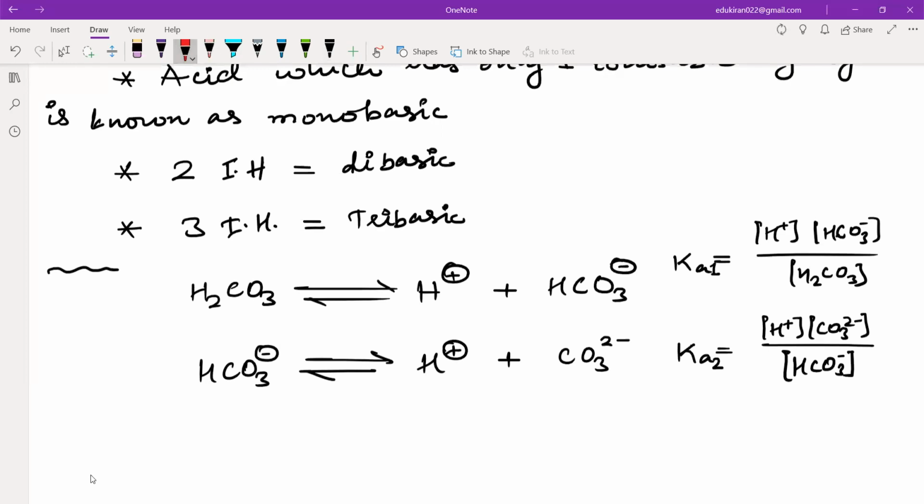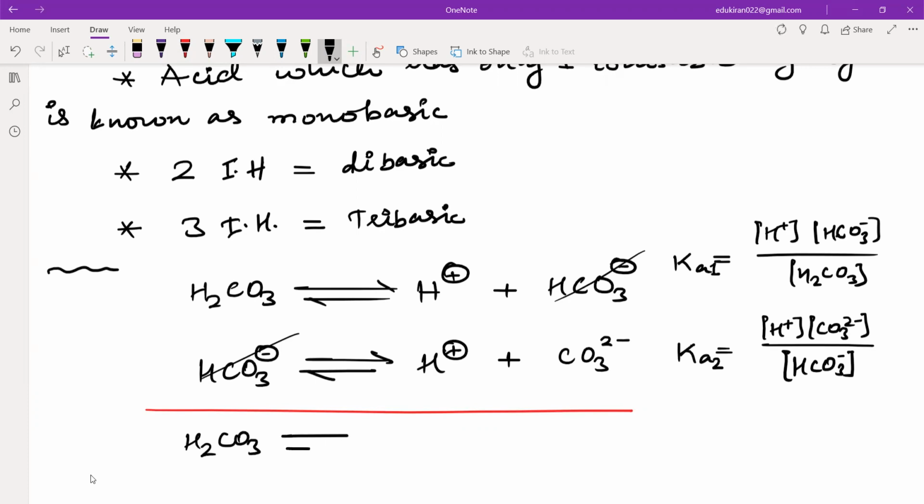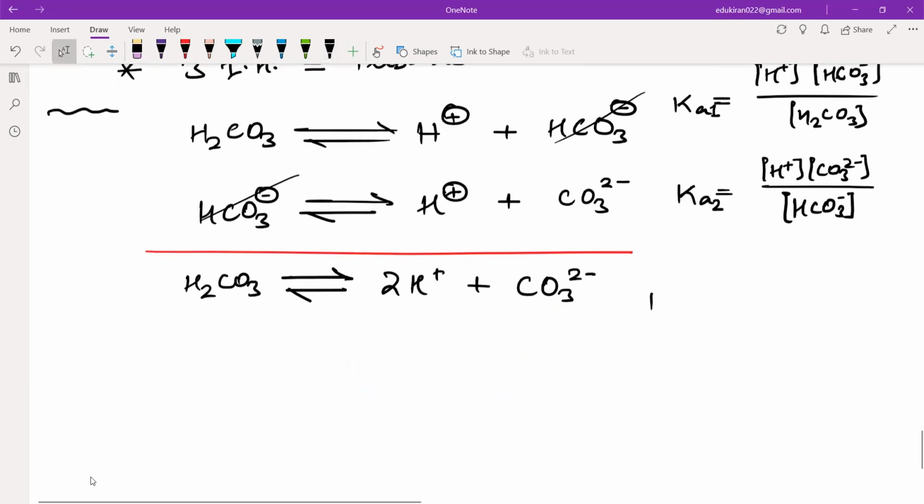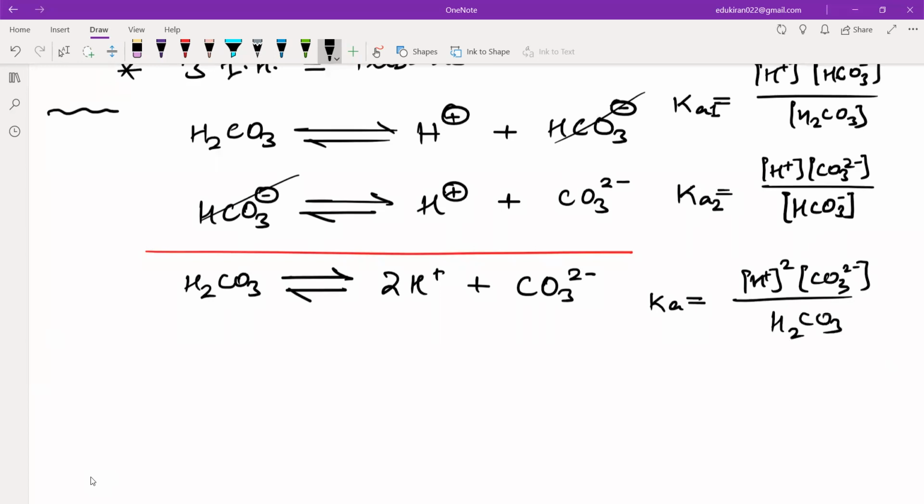Now if I add both of these reactions, this and this get cancelled, and I will just get H2CO3, which is in equilibrium with 2 moles of H plus and 1 mole of CO3 2 negative. Now if I write the Ka for this reaction, the final overall Ka, it will be equal to the concentration of H positive squared into the concentration of CO3 2 negative divided by the concentration of H2CO3.